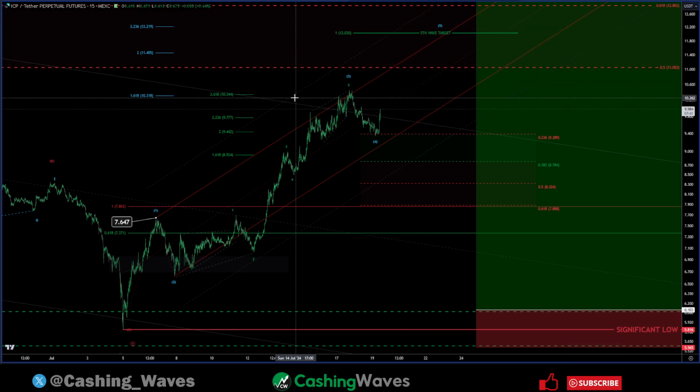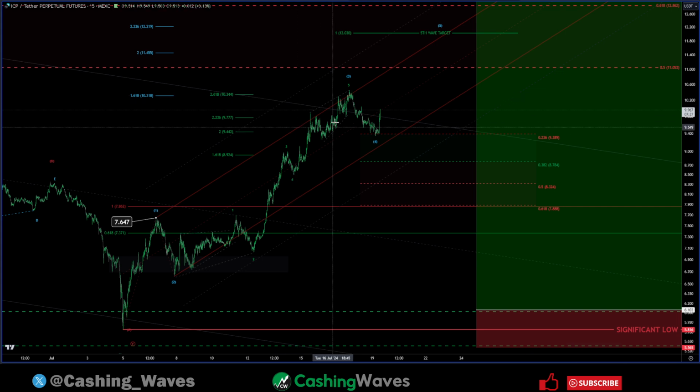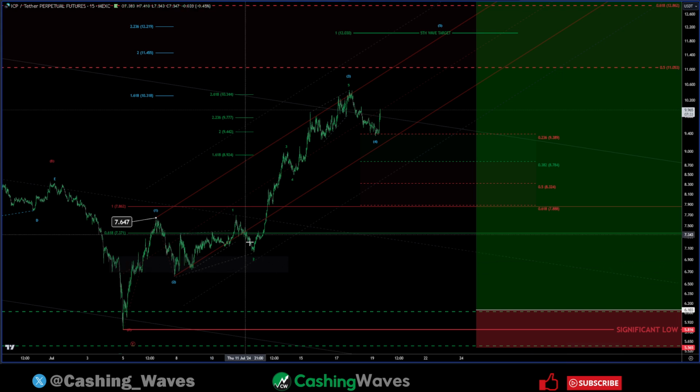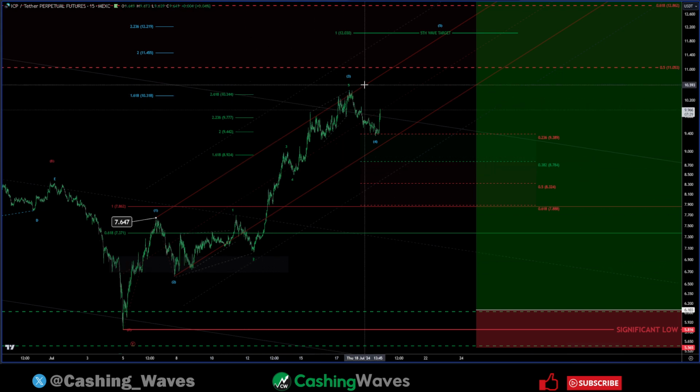So as you can see, this has pretty much been the ideal setup. Very nice. I like that we even caught up to the 1.618 here. Ended up getting an extended fifth wave here just to catch up to the 2.618. And right now we're either completing our fourth.